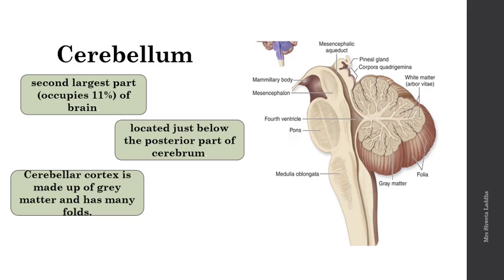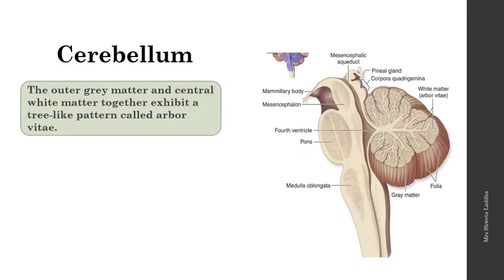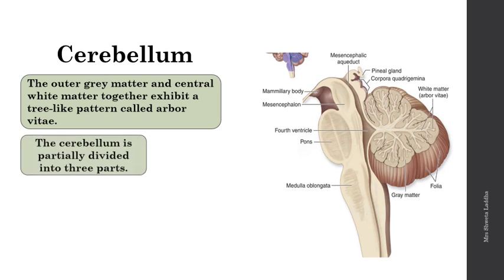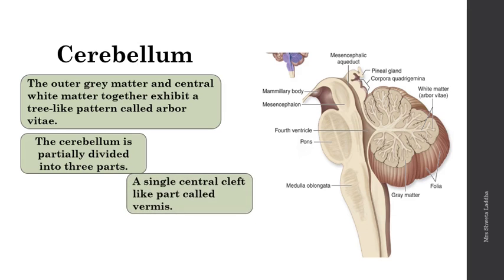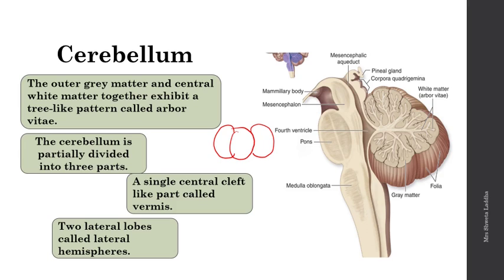The cortex, the outer part is gray matter and inner part is white matter, and this white matter is spreading. You can see it is spreading inside the gray matter, and special tree like branching is there. This special arrangement of the white matter branches into the gray matter is called as arbor vitae. So I told you just this only, keep the white matter together, it exhibits a tree-like pattern called as arbor vitae. The cerebellum is partially divided into three lobes or three parts, two lateral ones and one central one. The single central cleft is called as the vermis. So on the two sides, these are the lateral, and in the center there is this vermis. The two lateral lobes are called as lateral hemispheres.